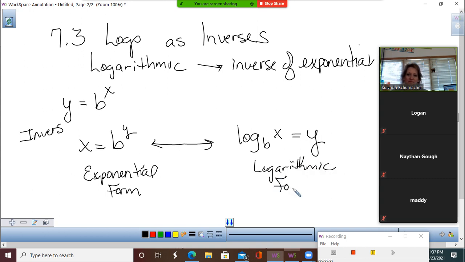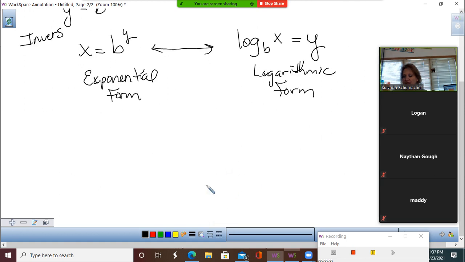All right. So the first part of your homework today, you're actually just rewriting it from this form into this form. We've got to get used to switching them back and forth. So here's example number 1. I'm just going to say write in log form.